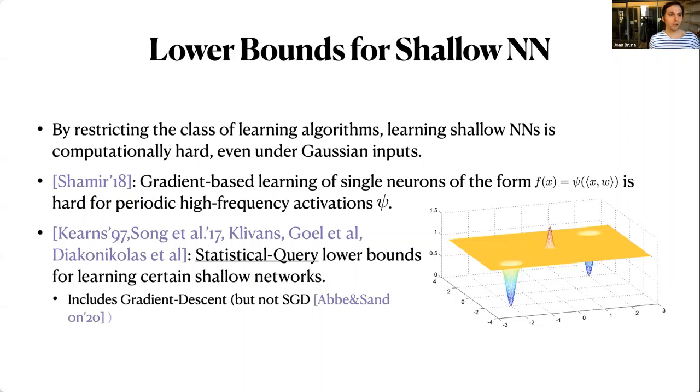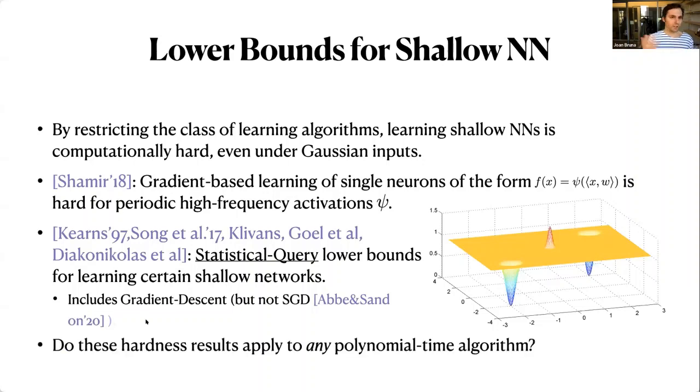And these lower bounds, in fact, extend much beyond gradient descent. They extend to what's called the framework of statistical queries, which is a framework to understand computational hardness for statistical problems that basically says that you can learn by interacting with the data through noisy expectations. And there's a bunch of lower bounds in this flavor.